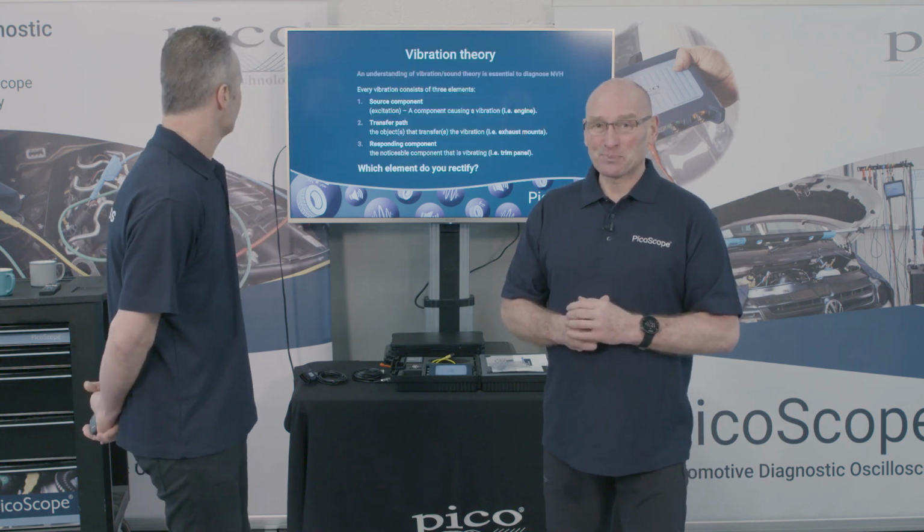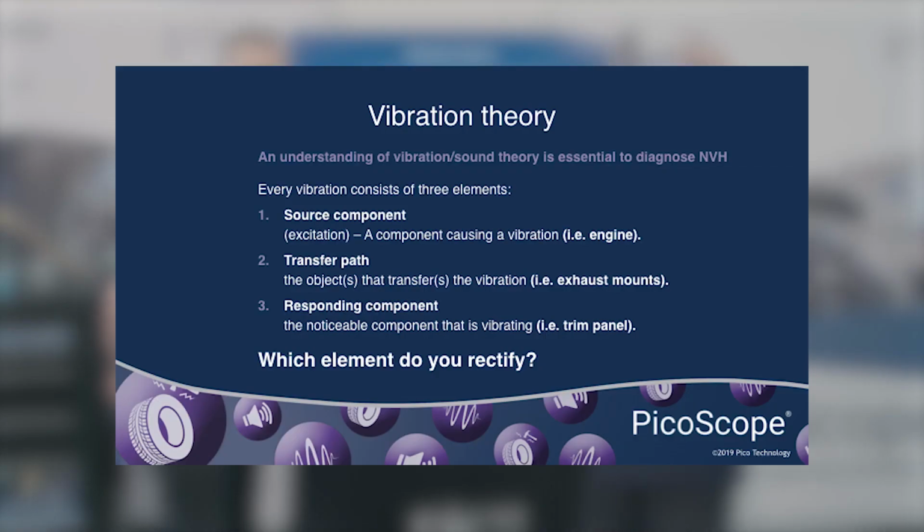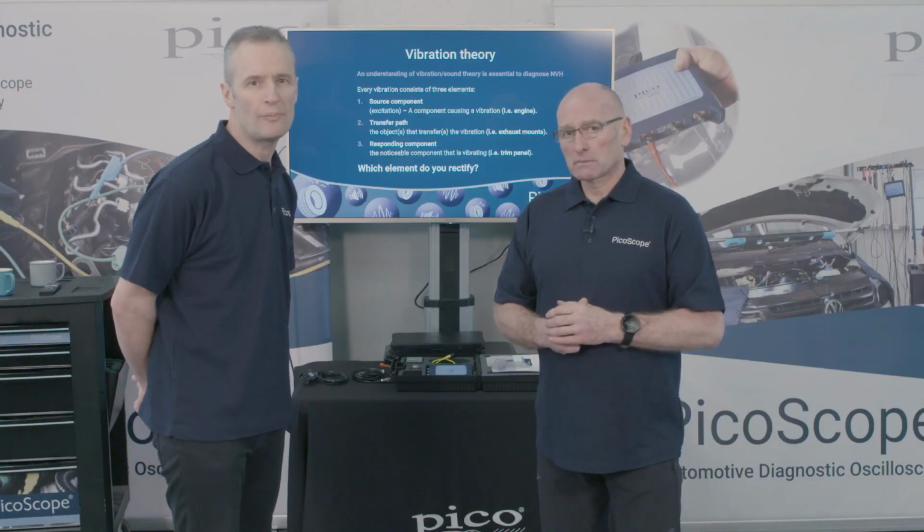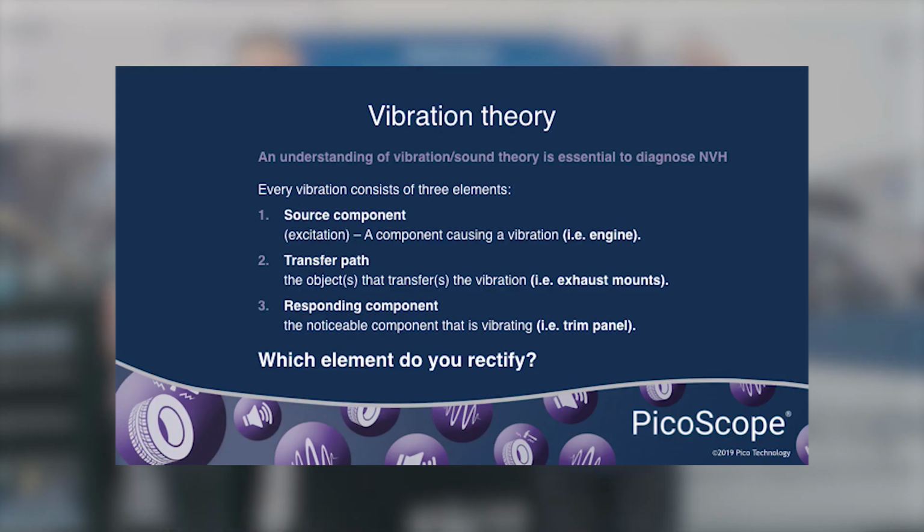Okay, so vibration theory. Think of the three elements of vibration. What is required for you to experience that vibration in the cabin? Take the engine, for example, the source of our vibration. We accept that the engine will vibrate. There will be noise from the engine. Think of that noise, or that vibration, travelling along the exhaust system, and the exhaust system fouling the chassis at some point. We've now got a transfer of vibration from the engine along the exhaust into the chassis.